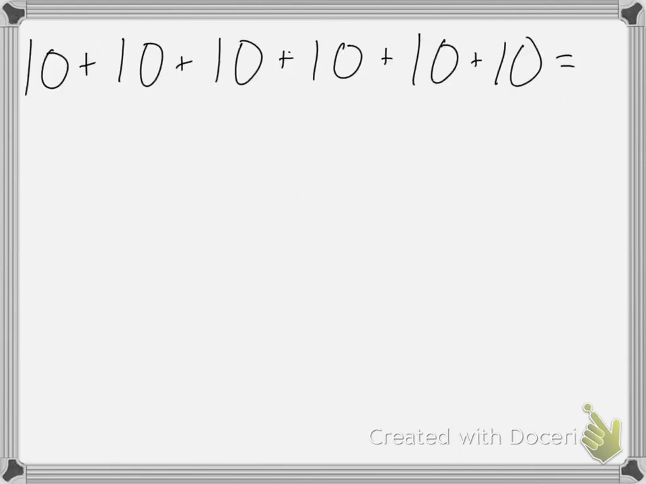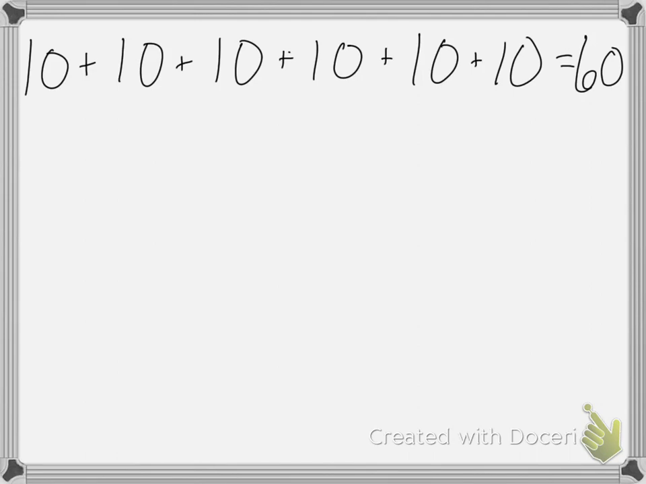Okay. All right, well, what about this one? We have 10 plus 10 plus 10 plus 10 plus 10 plus 10. We have 6 tens being added. Well, 6 tens added up equals 60. The multiplication problem is a faster way to write an addition problem when the same number is being added together.